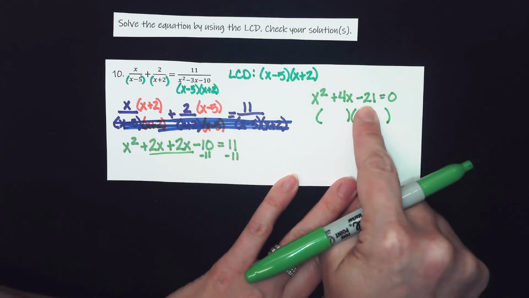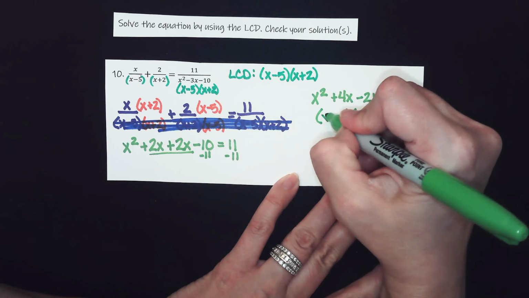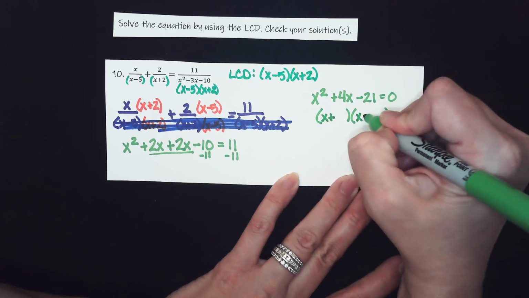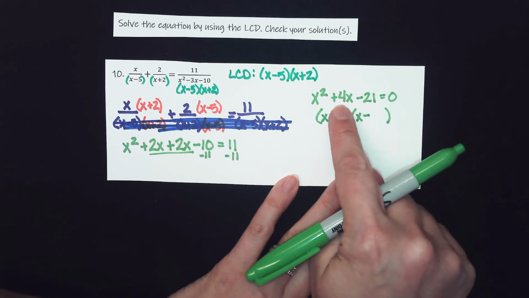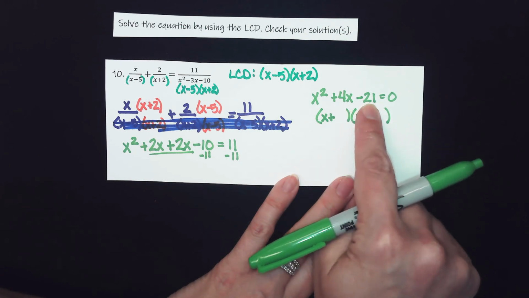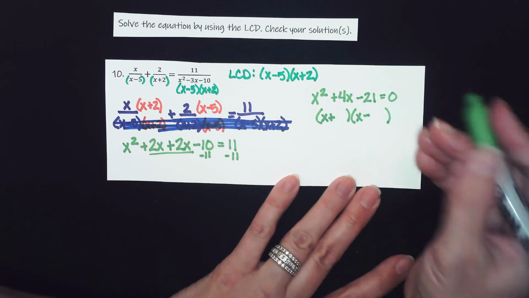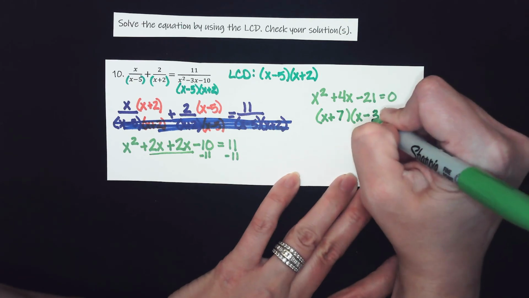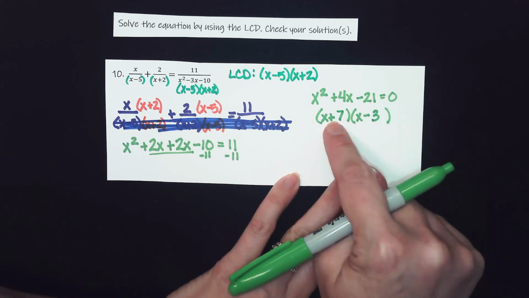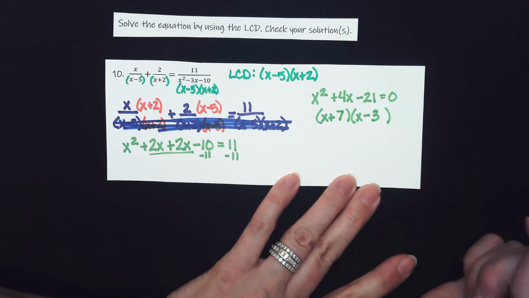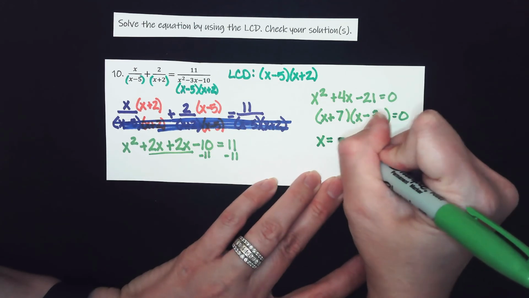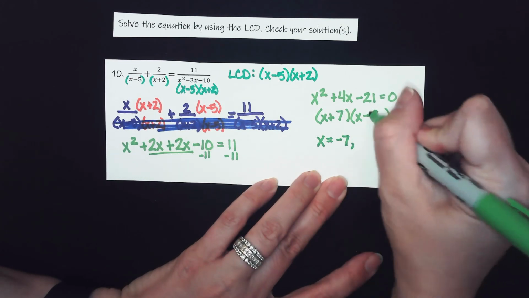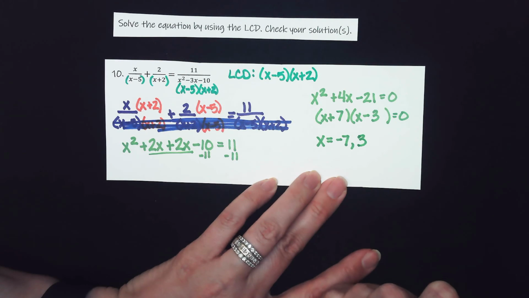Multiplies to a negative 21, adds to a 4. So I'm going to have x plus and an x minus, because positive times negative makes negative. The bigger number has to be positive to add to a positive number. So I think about things that multiply to 21 and will add to 4. And that would be a positive 7 and a negative 3. They multiply to negative 21, but 7 minus 3 is 4. All right, if you set both of these equal to 0, I end up with x equals a negative 7, and x is going to equal a positive 3.